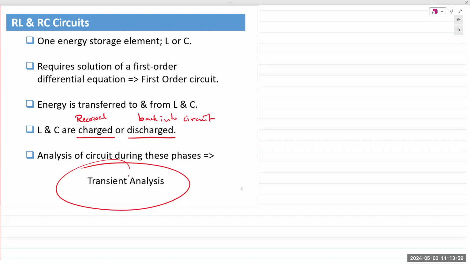Most of the circuits can be classified as first order or second order. We don't look at second order differential equations in 201 unless I have extra time at the end of the quarter. That just goes into a whole different analysis. And so we stick with only first order circuits.